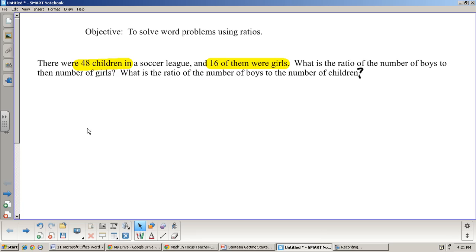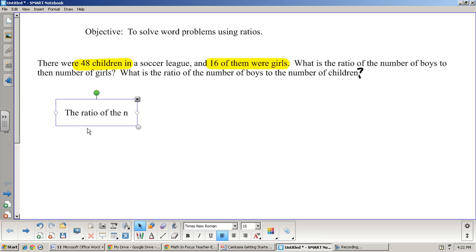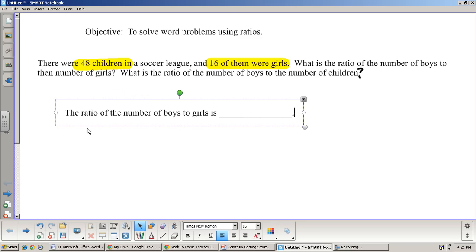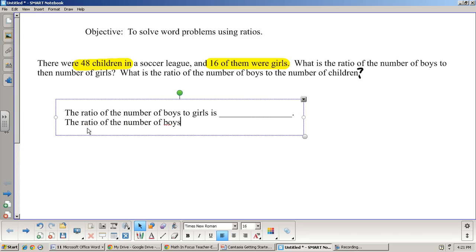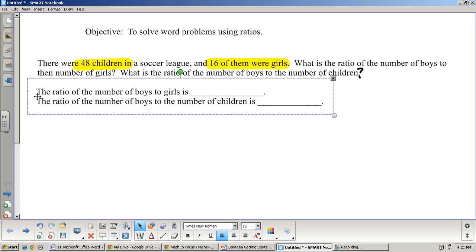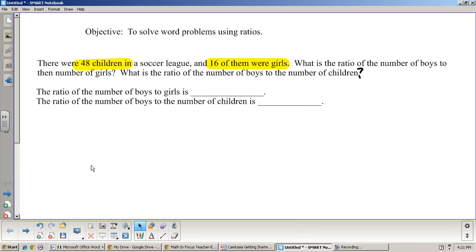So I'm going to write down: the ratio of the number of boys to girls is blank. And there's another question: the ratio of the number of boys to the number of children is blank. Those are the two things that I'm looking for here. I'm going to write both of those down first. Okay, now I'm going to get started.